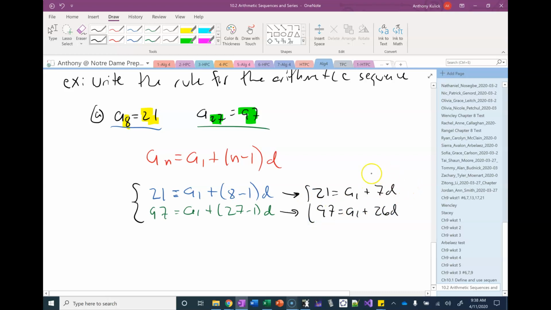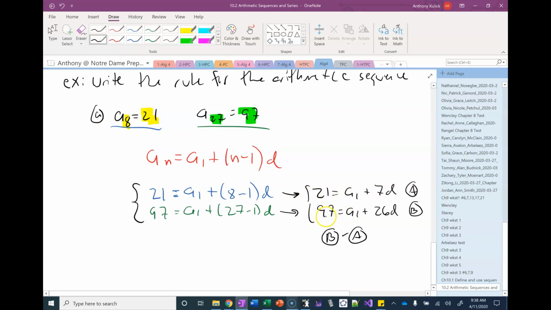And what I'm going to do, I'm going to treat this one as equation A, and this one as equation B. And I'm going to solve this system of two equations by elimination. So I'm just going to do equation B minus equation A. It doesn't really matter which one you subtract from the other, because the a sub 1s would cancel out either way. I'm choosing to use equation B minus equation A so I don't get a bunch of negatives.